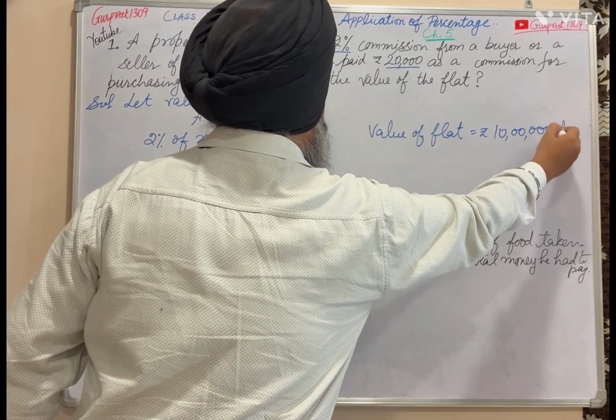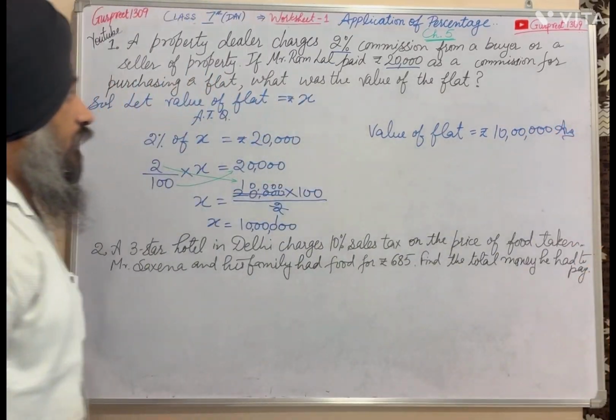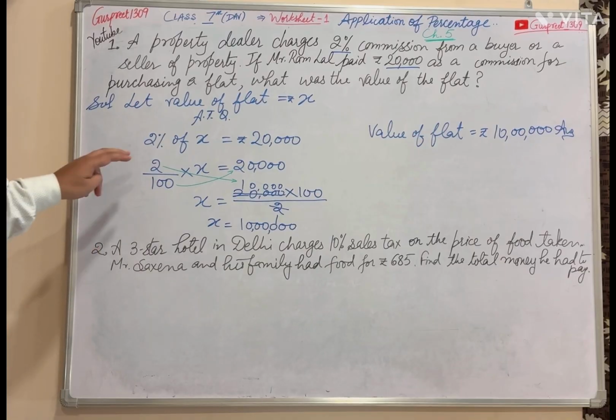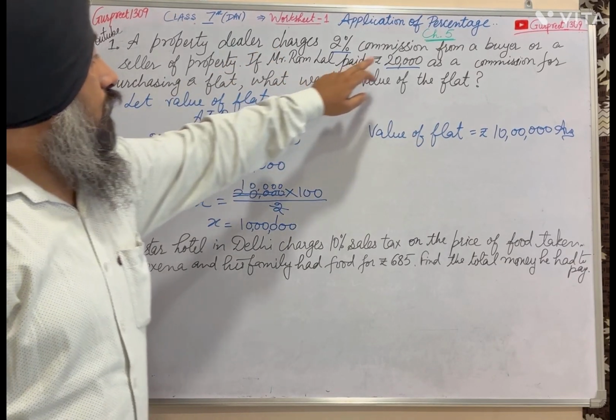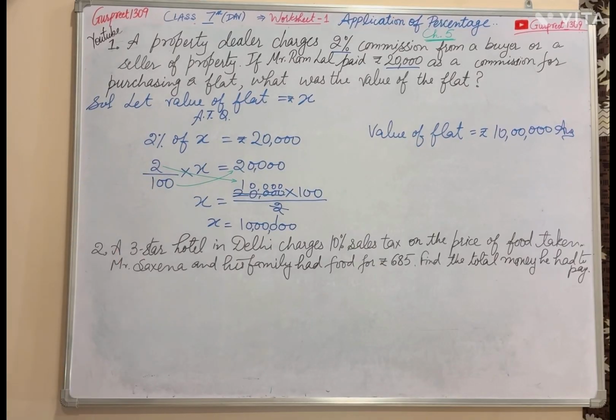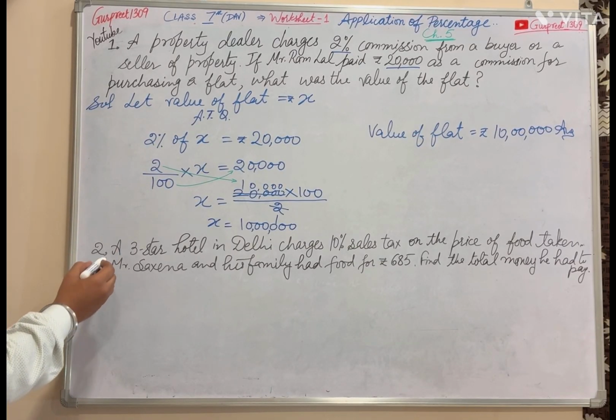So that's our answer. So in this way we have solved this question: 2% of the total amount is equal to 20,000. Right, now we move to the second question.